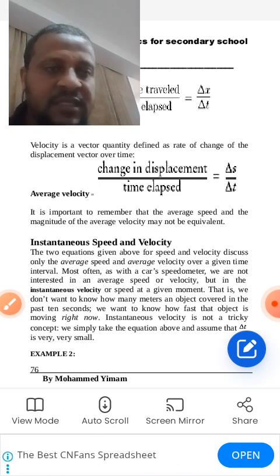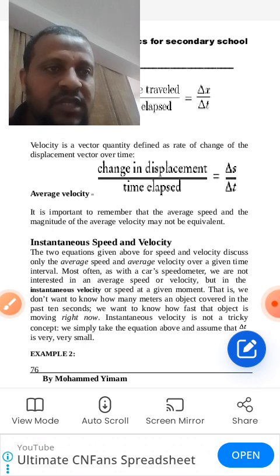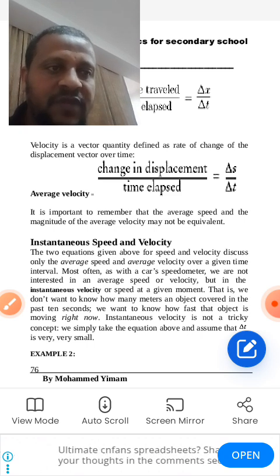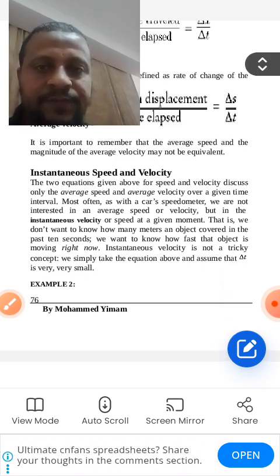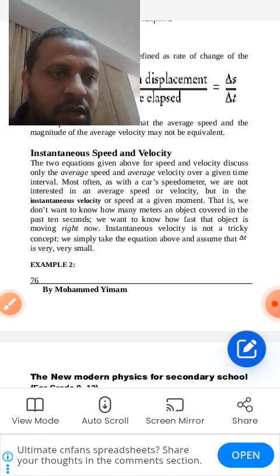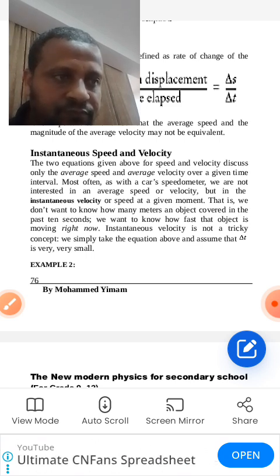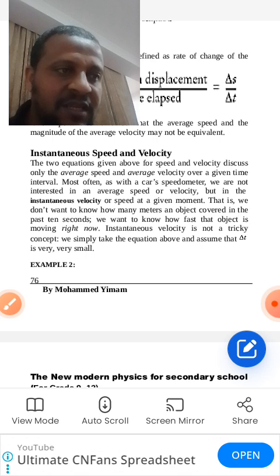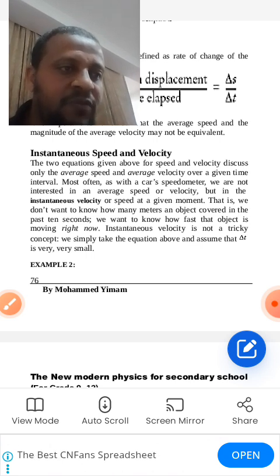Instantaneous speed and velocity. The two equations given above for speed and velocity discuss only the average speed and average velocity over a given time interval. Most often, as with a car speedometer, we are not interested in an average speed or velocity, but in the instantaneous velocity or speed at a given moment.